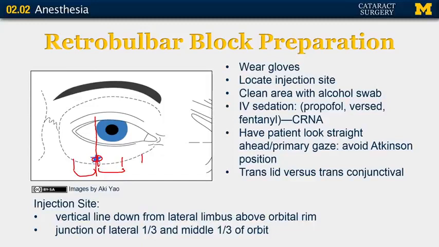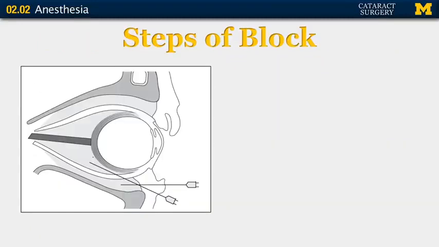After you locate your injection site, you can clean the area on the skin with an alcohol swab. You want the patient to be quite sedated. Often propofol or Versed are used to render the patient nearly unconscious, since this anesthetic can be quite painful. Then you want to have the patient look in the straight ahead position. Avoid the Atkinson position, which is having the patient look up and in. This can expose the optic nerve to injury. Generally, people go through the eyelid. However, you can also pull the eyelid down and go through the conjunctiva.